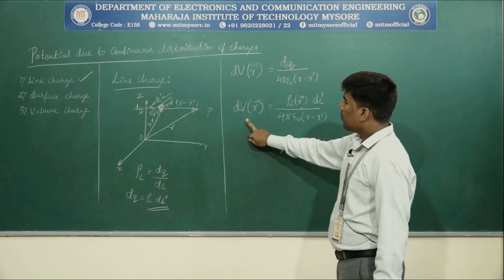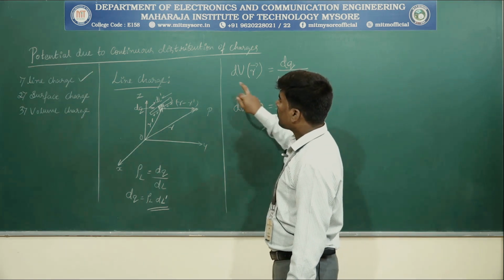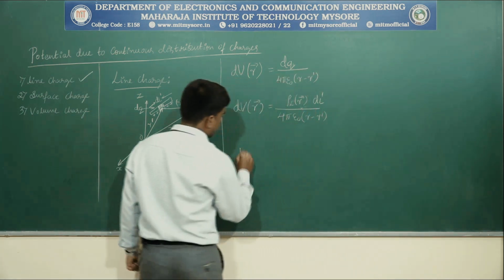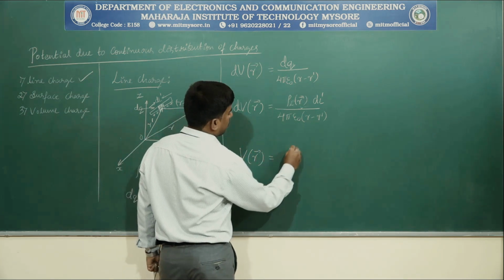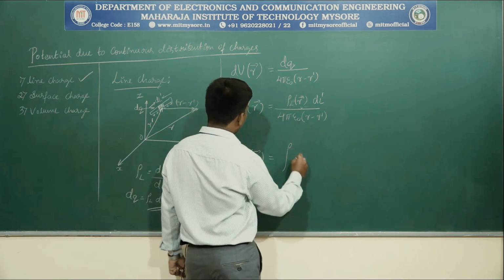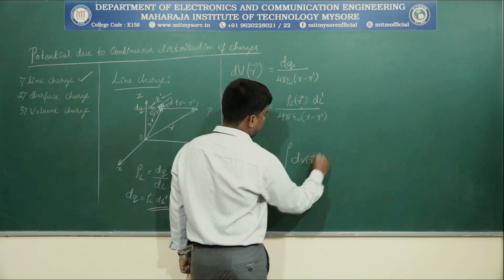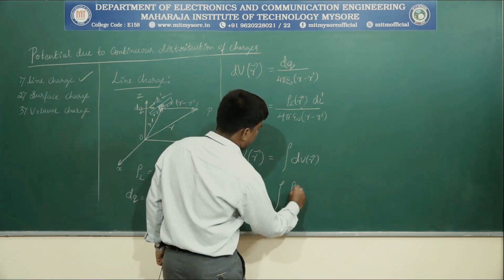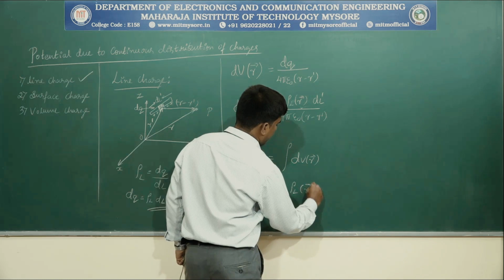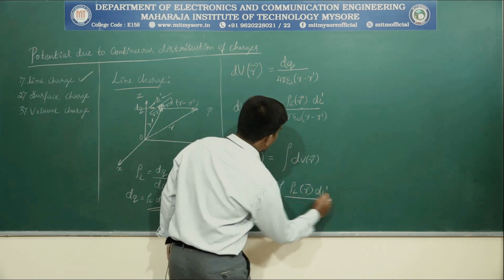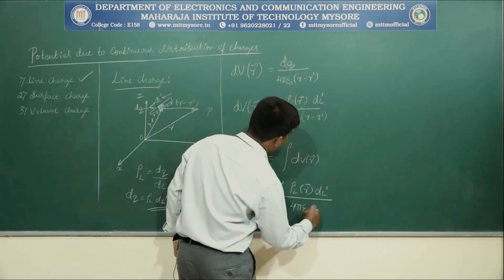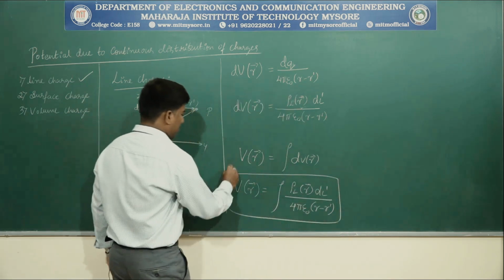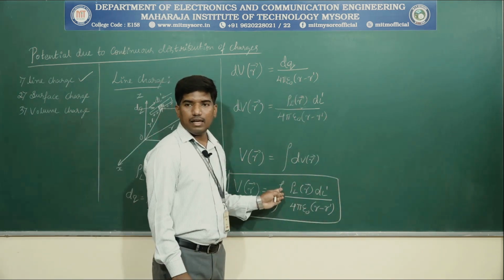Now how to obtain the total potential due to line charge distribution? We need to integrate all these terms. V is equal to the integration of all the dV components, which will give us the potential, that is the integral of rho L of r dash into dl dash divided by 4 pi epsilon naught into |r minus r dash|. This is the expression for the potential due to line charge distribution.